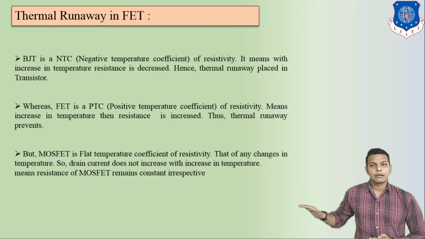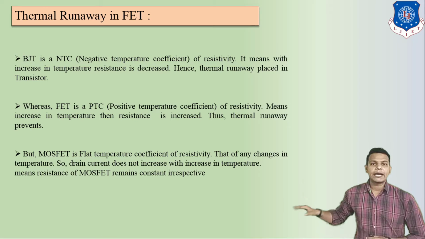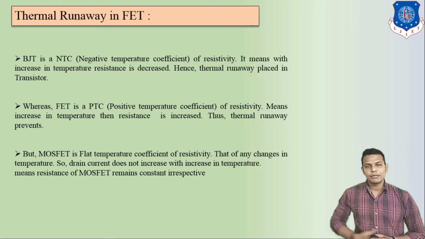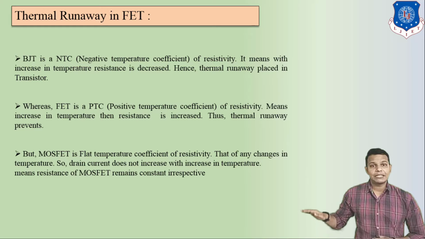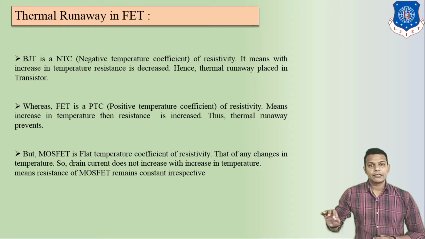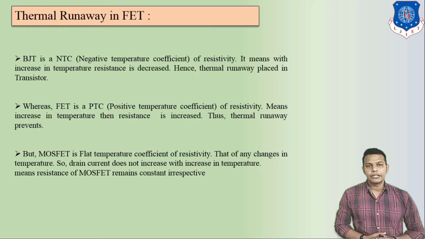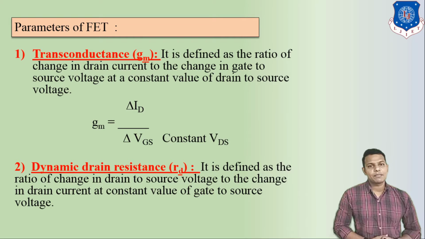So this is the thermal runaway. Basically, we can avoid thermal runaway in FET and MOSFET compared to the BJT. This is one of the advantages. That's why we mostly prefer FET rather than BJT. Now let us discuss its parameters.